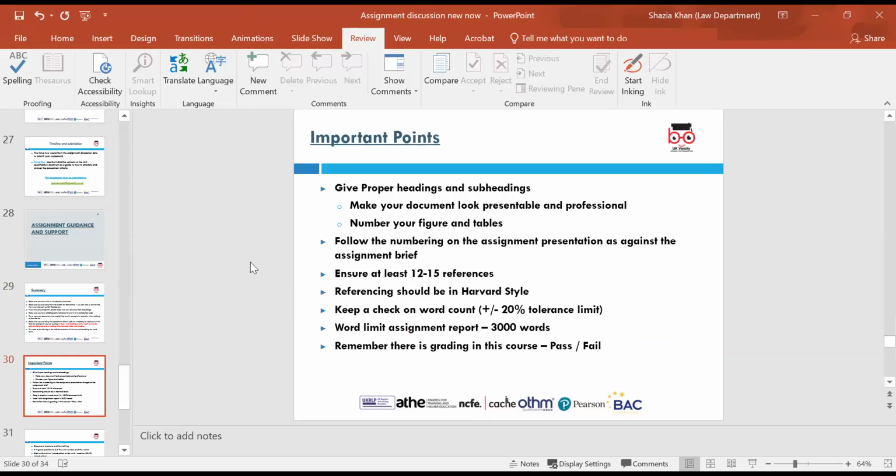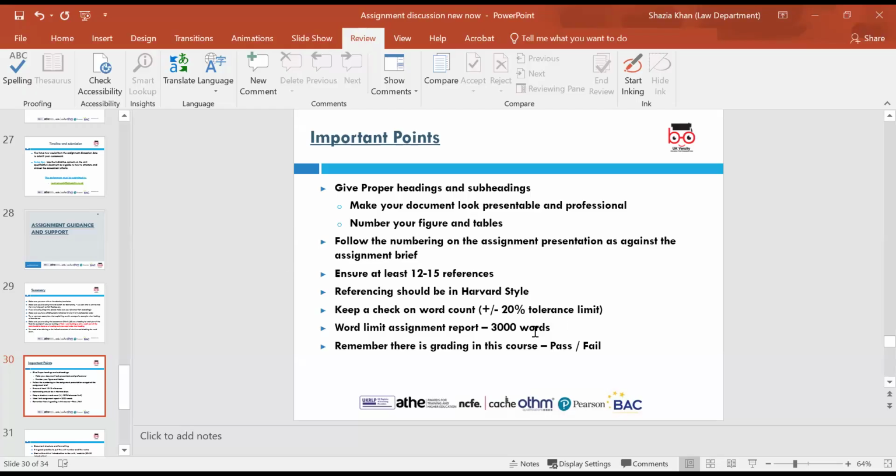Again, give proper headings and subheadings. Make your document look presentable and professional. Number your figures and tables. Follow the assignment presentation as against the assignment brief. Ensure at least 12 to 15 references. Keep references in Harvard referencing.